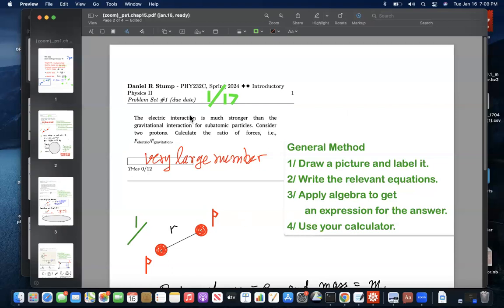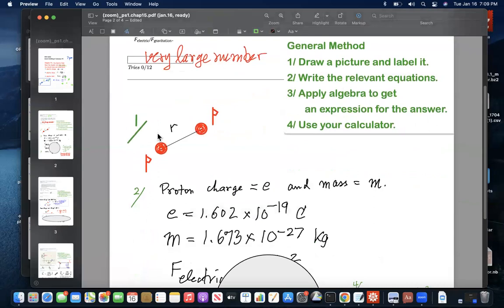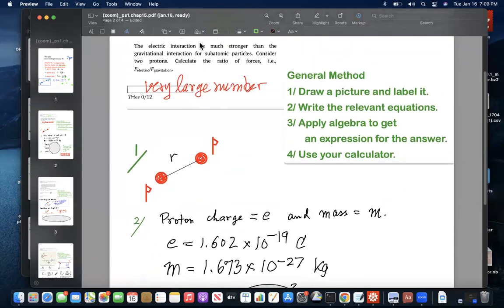So let's see how we can solve this problem using this general method. We start by drawing a picture. Okay, we have two protons. So here's one proton, here's another proton. We can label what kind of particle it is. It's a proton. The other one's a proton. The distance between the two protons is r. So that's step 1.